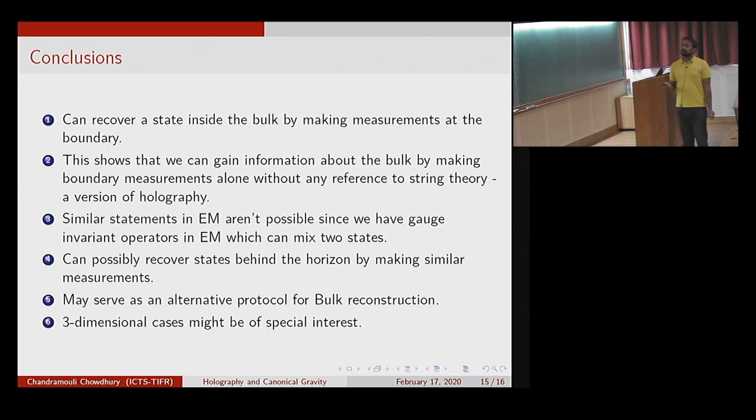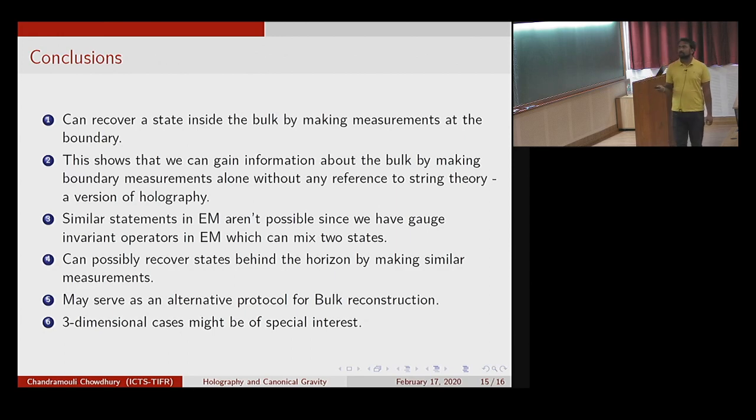Although a few of these things which I talked about would also follow in electromagnetism, but I think Siddharth also mentioned this, in electromagnetism we can have gauge invariant operators, something like F squared, which would mix up two states and we cannot exactly recover this.